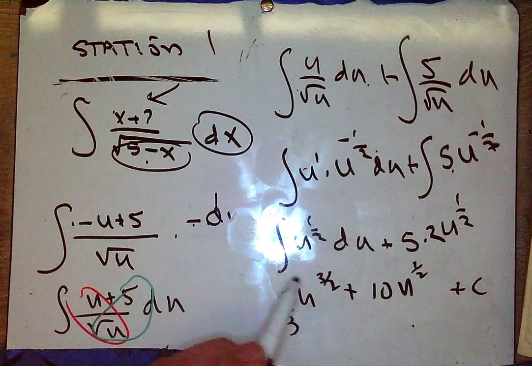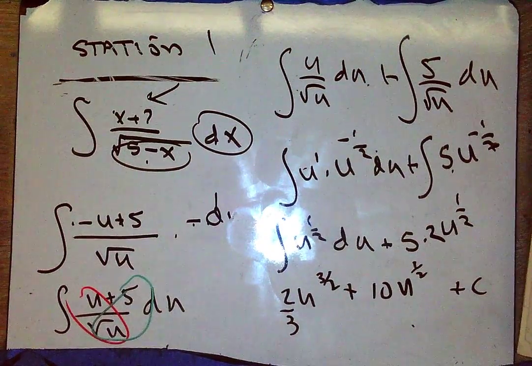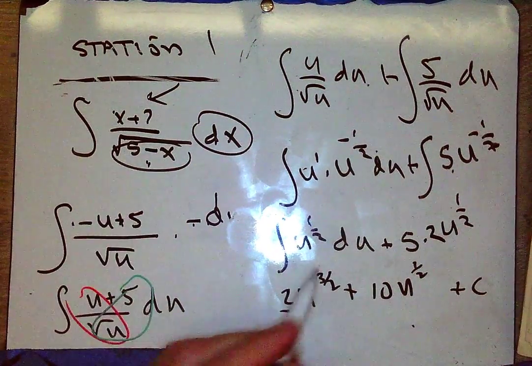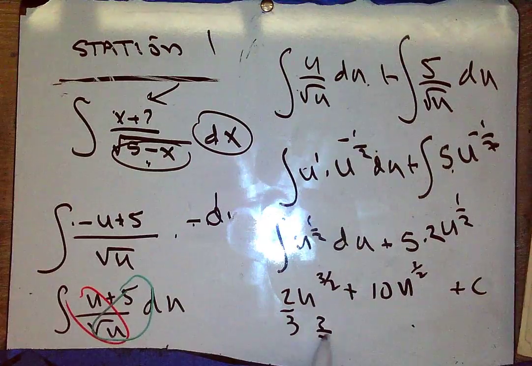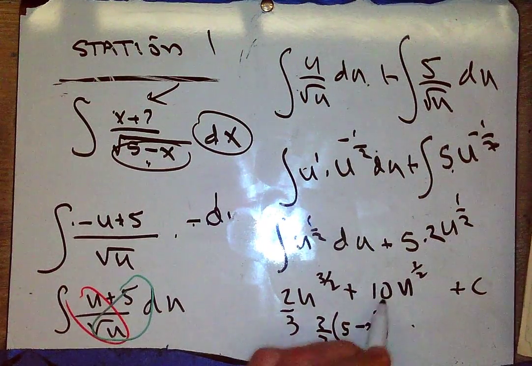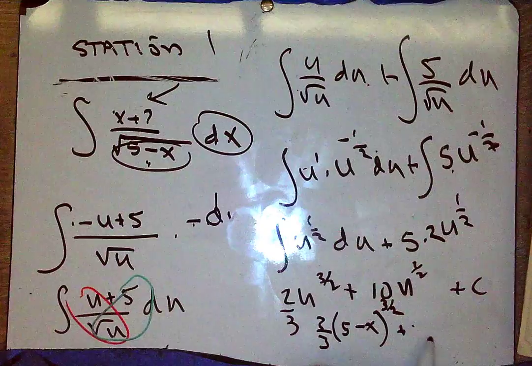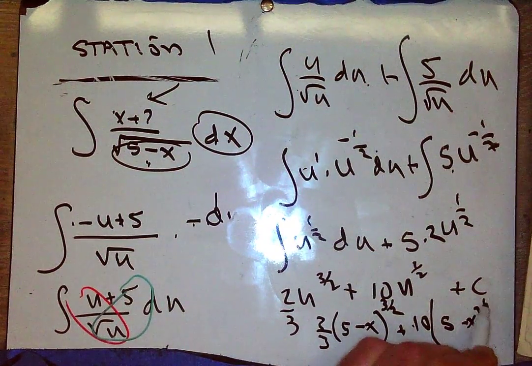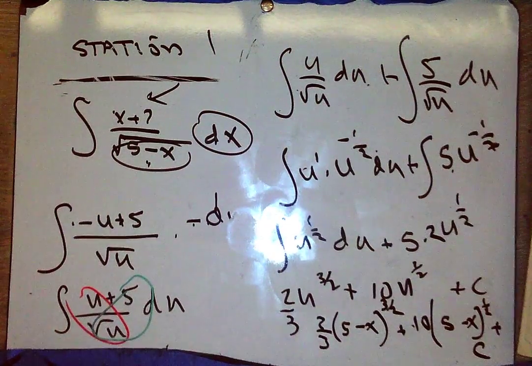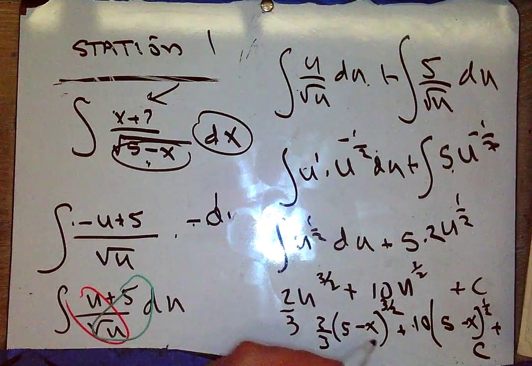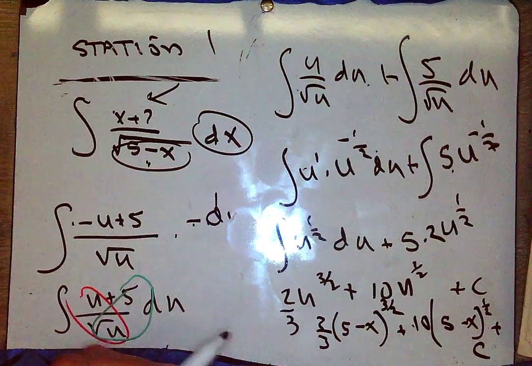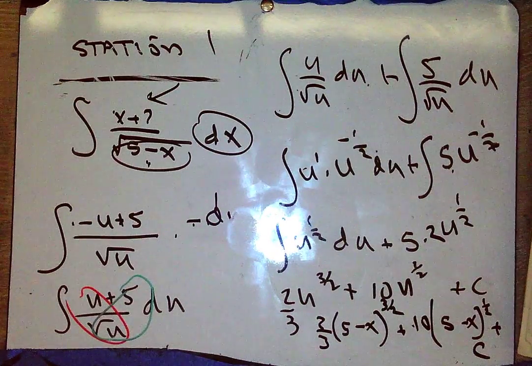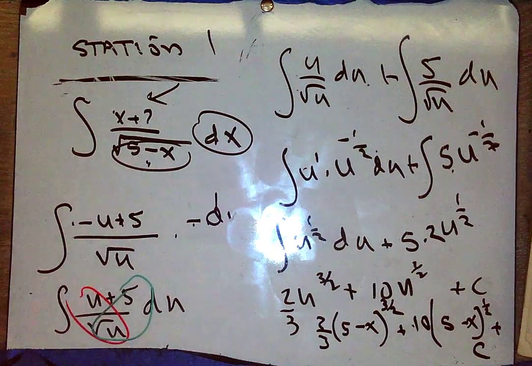And remember, we did this as a u substitution where we said that u was this stuff. And so my final answer is going to be 2/3 (5 minus x) to the 3 halves plus 10 (5 minus x) to the 1 half, and don't forget the plus c. And yes, if I were setting this derivative equal to 0, setting this antiderivative equal to 0, I would certainly consider some factoring, but no, I'm not worried about that here.